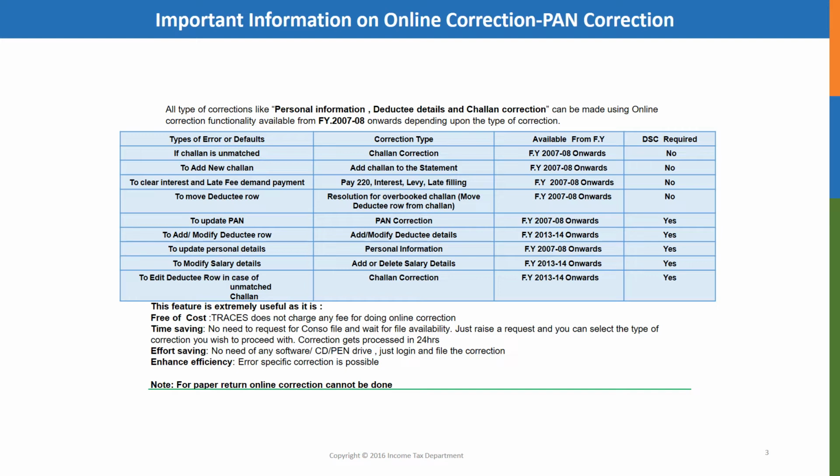You need not request for the console file and wait for the file availability. Just raise a request and you can select the type of correction you wish to proceed with. The correction gets processed within 24 hours as well. This is effort saving as well. You need no software, no CD, no pen drive. Just log in and file the correction statement. And since error specific correction is possible, this is far more efficient also. Now, this may be noted that this online correction cannot be done if the original statement is a paper return.